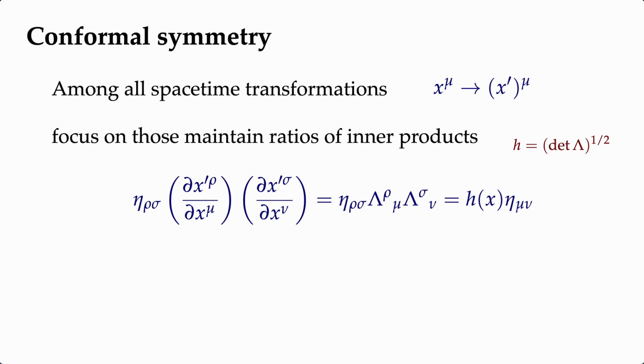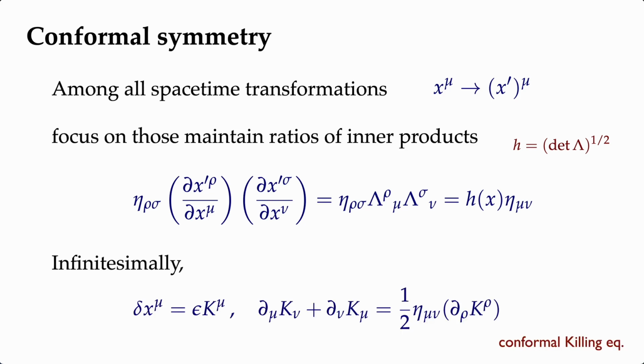In special relativity, we measure the distances and angles using the metric tensor. So if the metric tensor after the transformation is a scalar function times the original metric, the transformation defines a conformal symmetry. In terms of the Jacobian matrix produced by any coordinate transformation, the ratio between the two metric tensors is equal to the square root of the determinant of the Jacobian. Looking into the infinitesimal transformation, we can write down a differential equation for the vector field K, which is called the conformal Killing equation. Here, Killing is the name of a mathematician.